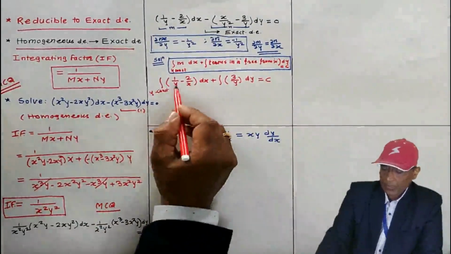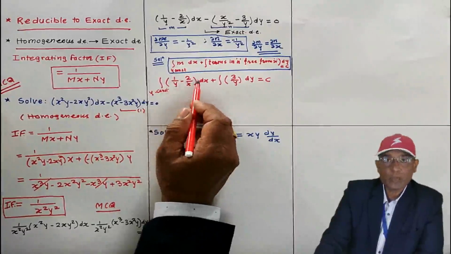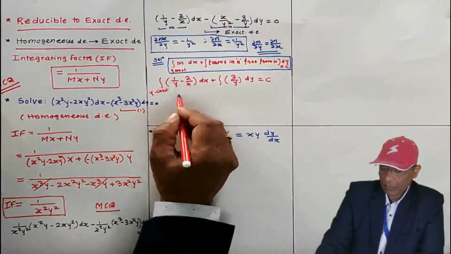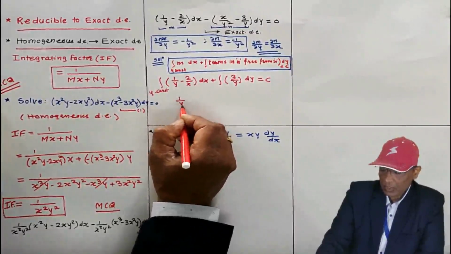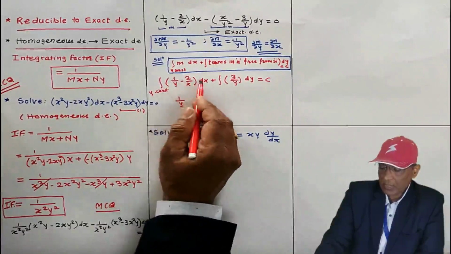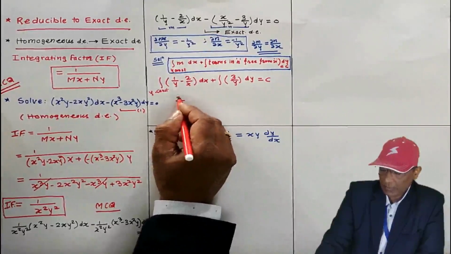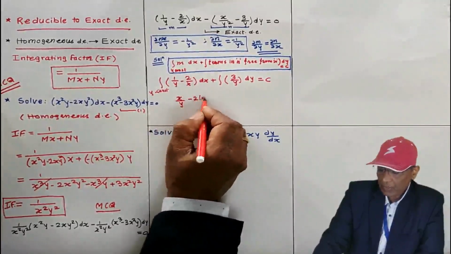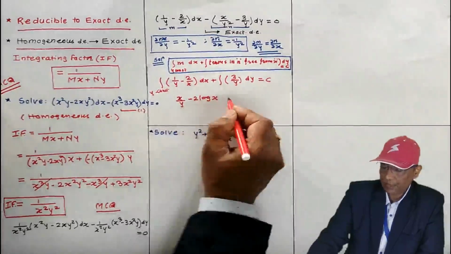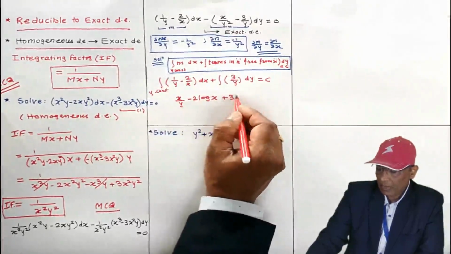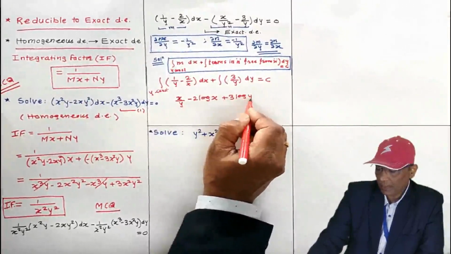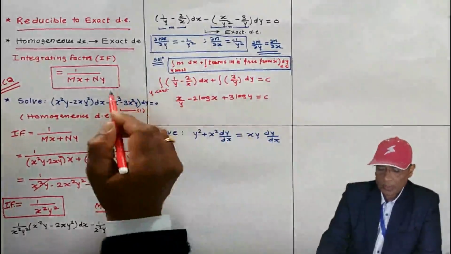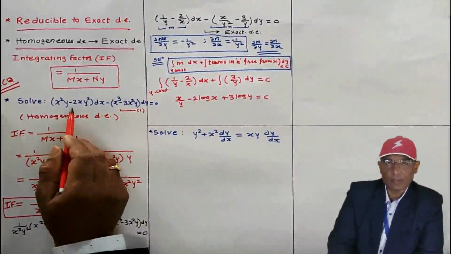Now integrate with respect to x very carefully, keeping y constant. 1 by y is constant. Integration of constant with respect to x is constant multiplied by x, that is x by y. Integration of 1 by x with respect to x is log x. Integration of 1 by y with respect to y is log y. Okay, this is the solution for this differential equation.